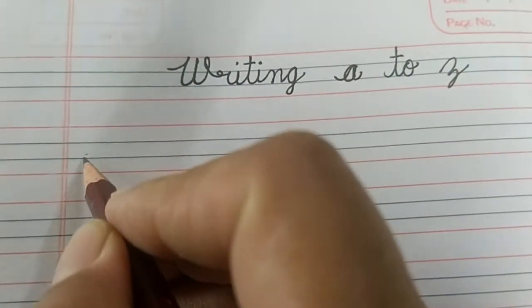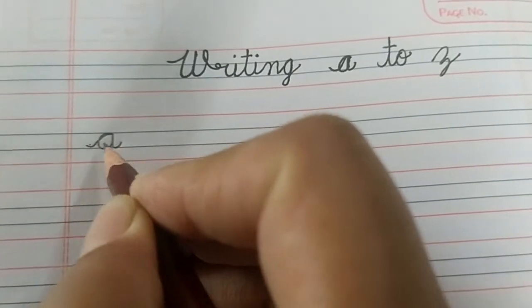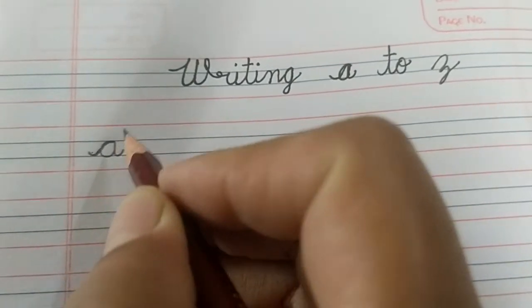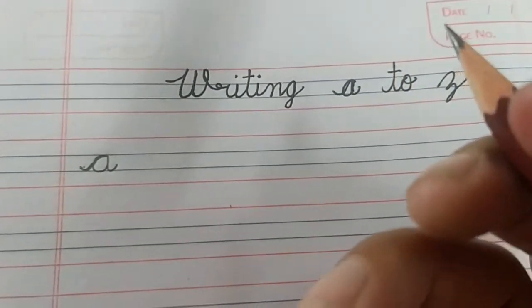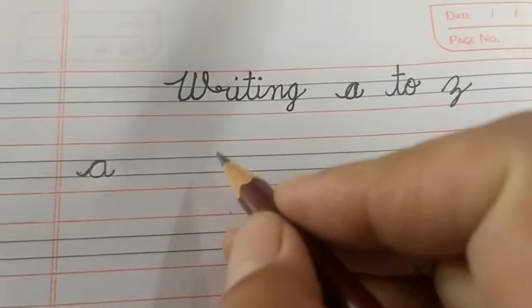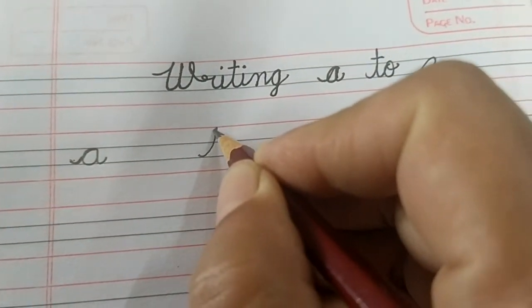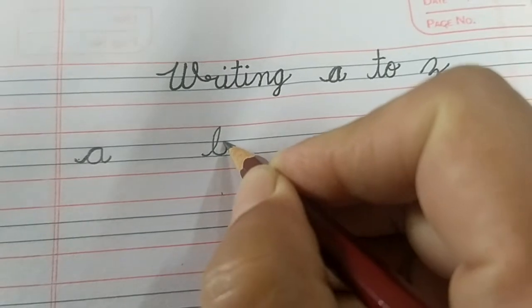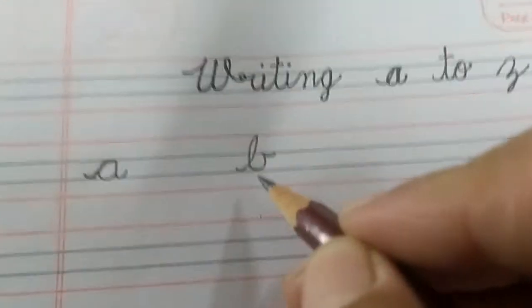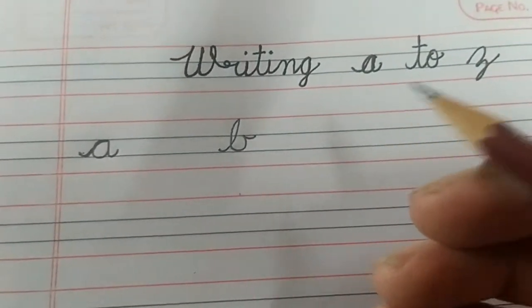A says a, ant. A says a. Next, B says b, bat.